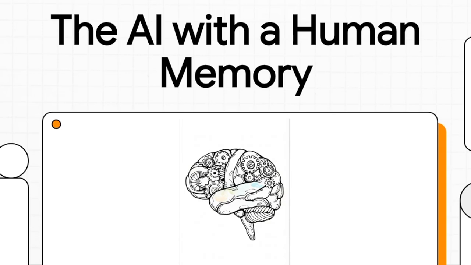You ever feel like you're talking to an AI with the memory of a goldfish? Explaining the same thing over and over again? Well, today, we're diving into a system that's designed to fix that for good. It's an AI memory that's modeled directly on the human brain.